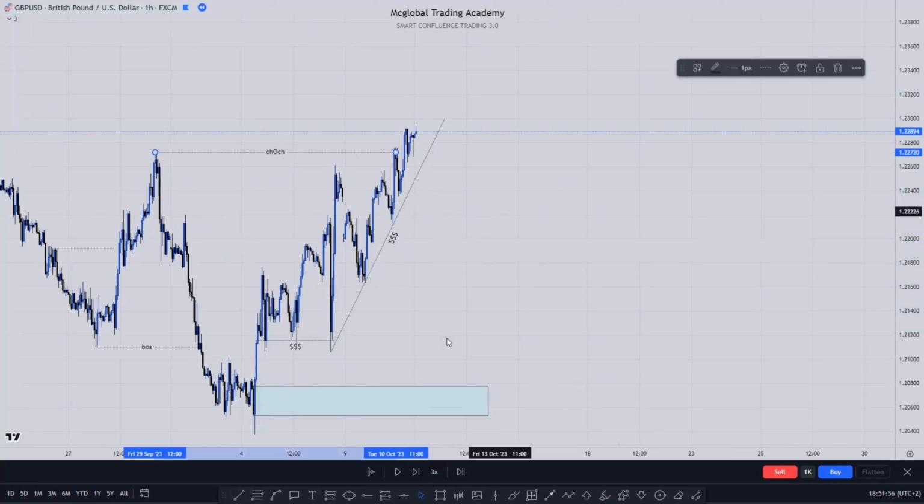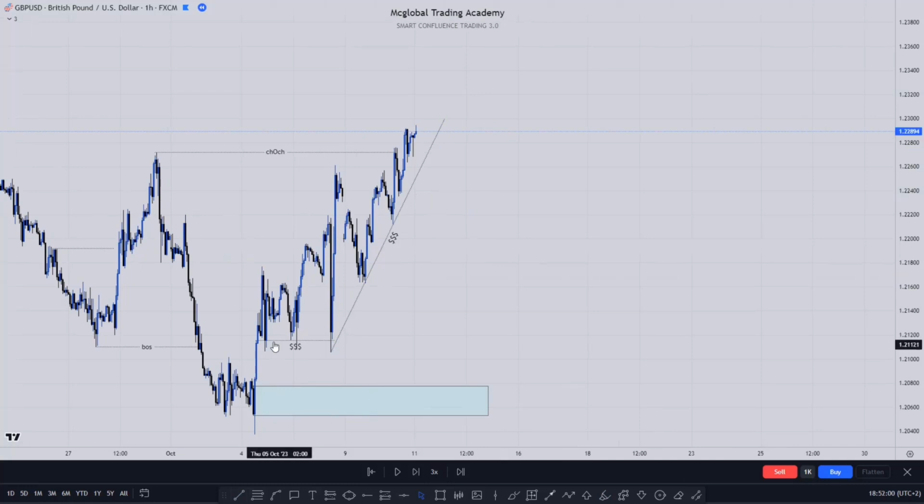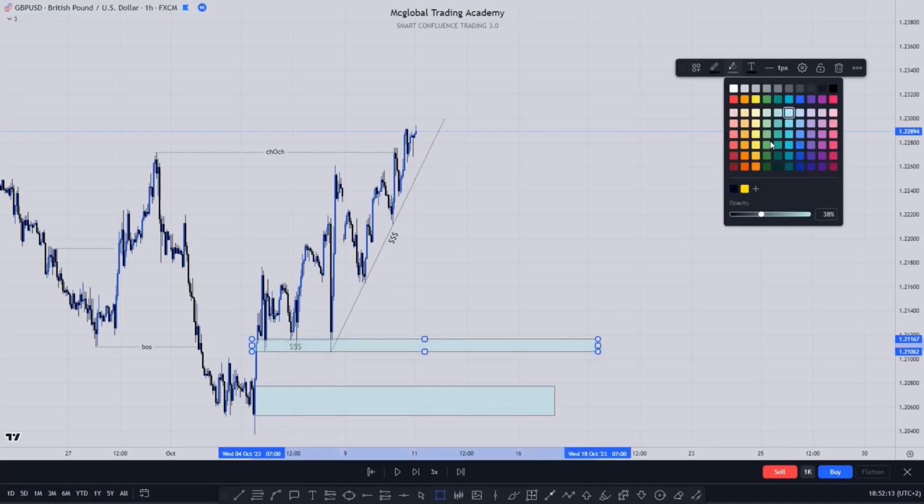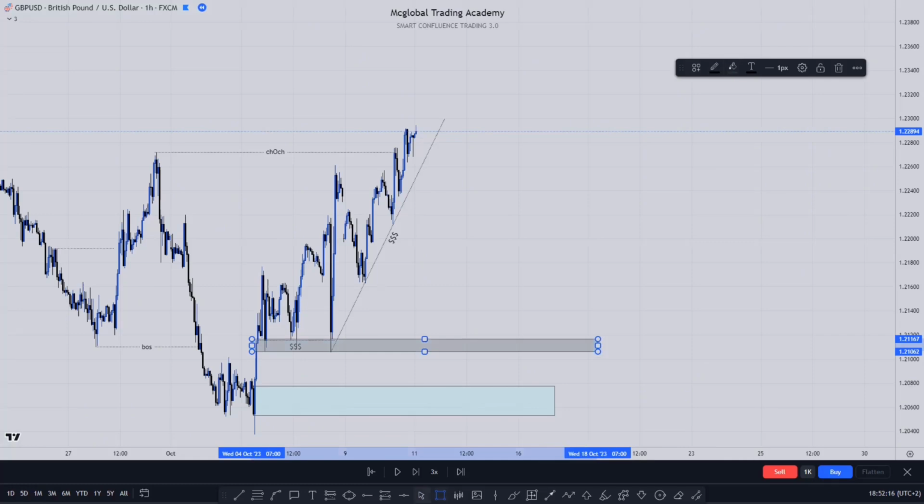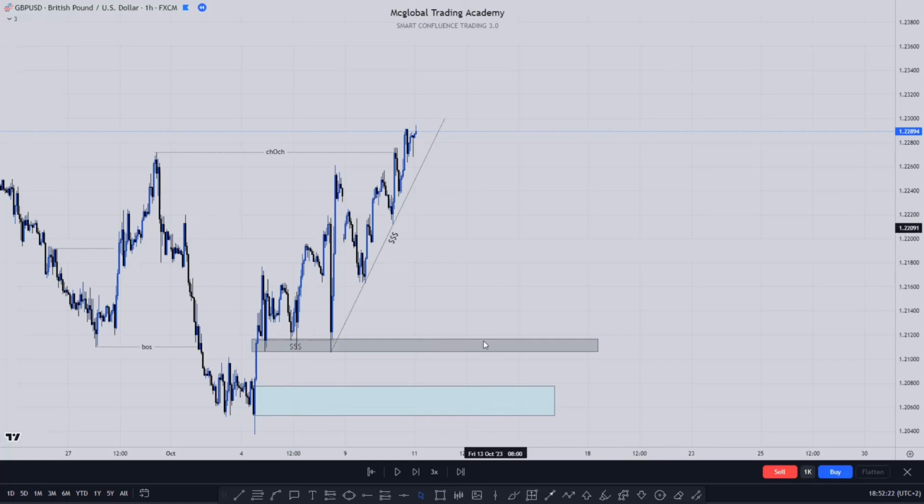So after the change of character, the first thing you must do is identify your liquidity zones, identify where your liquidity is. These are zones where most retail traders are bound to buy. Most retail traders draw this as a support. Once you draw this as a support, they know what you're thinking. They know that by the time the market gets there, you are busy buying. As you are buying, your stop loss is below. As it is below, they are going to wipe you out.